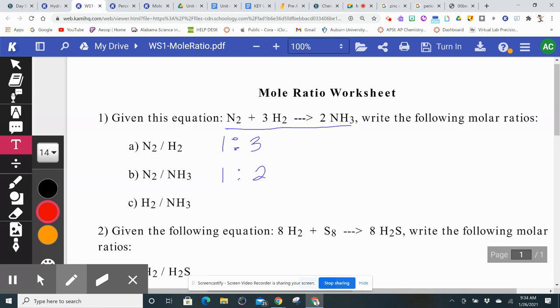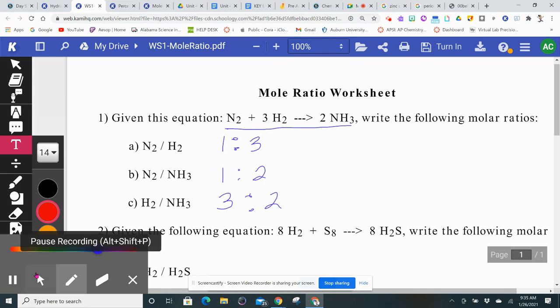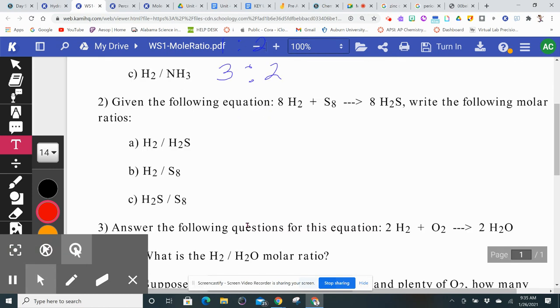Yes. No. C is not going to be, look at C. H to NH3. Okay, so that's a 3. That's a 2. So we're taking the numbers in front. Only using numbers in front for mole ratios. Okay, so the next one.